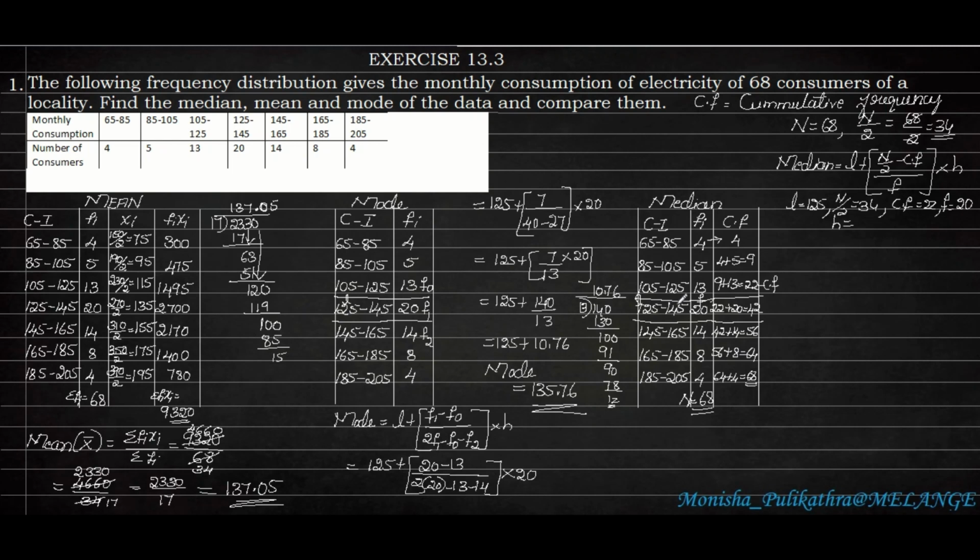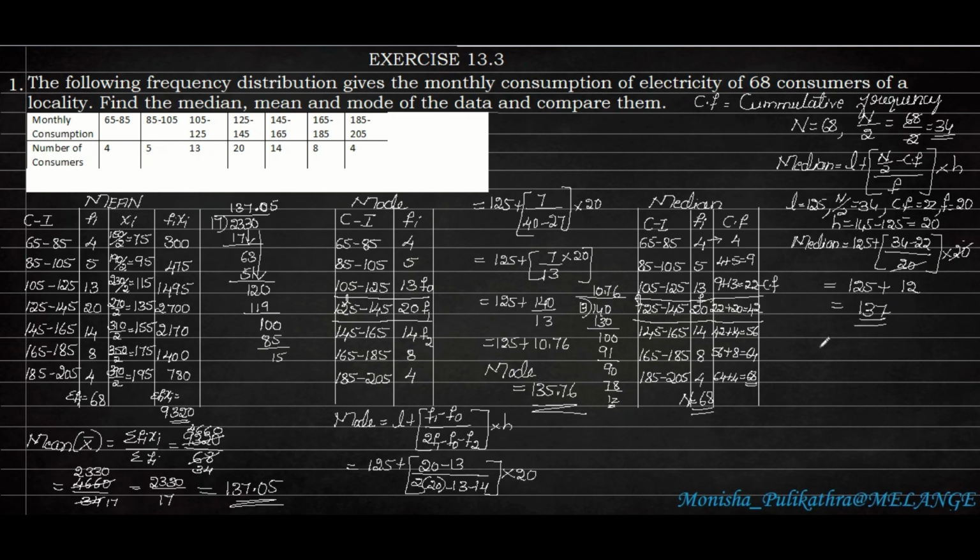Next is class size H, that is 145 minus 125, which is equal to 20. So these are the informations. Okay. Next we have to calculate the median. So median is equal to L is 125 plus n by 2 is 34 minus CF is 22 whole divided by F is 20 into H is also 20. Since 20 is there, we can cancel both. Okay. Next 125 plus 34 minus 22 is 12. So 125 plus 12 is equal to 137.